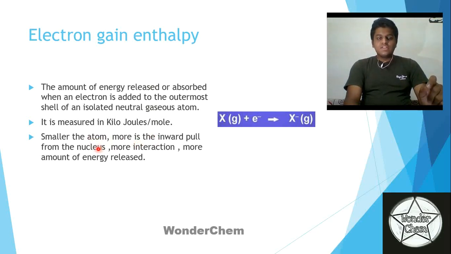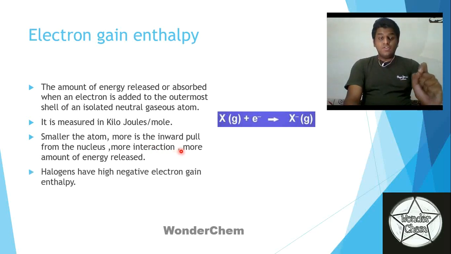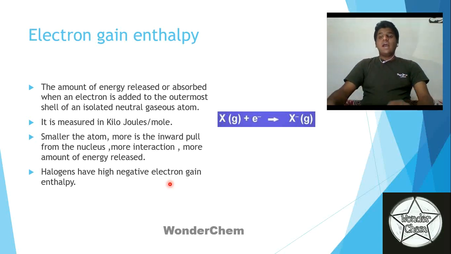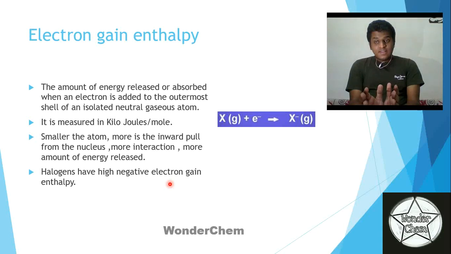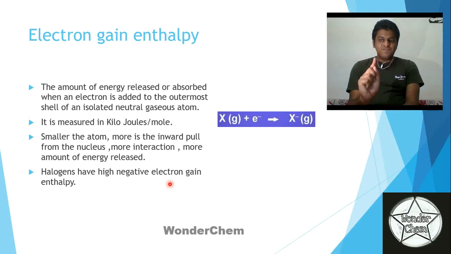So similarly, smaller the atom, more is the inward pull of electrons towards the nucleus, more will be the interaction between the nucleus and the electron, and more amount of energy will be released. Then halogens have high negative electron gain enthalpy. This is an important point which you have to note. Halogens, as you know, contain 7 electrons in their outermost shell. They are deficient of just 1 electron from attaining octet noble gas configuration. Octet noble gas configuration is a very stable configuration.